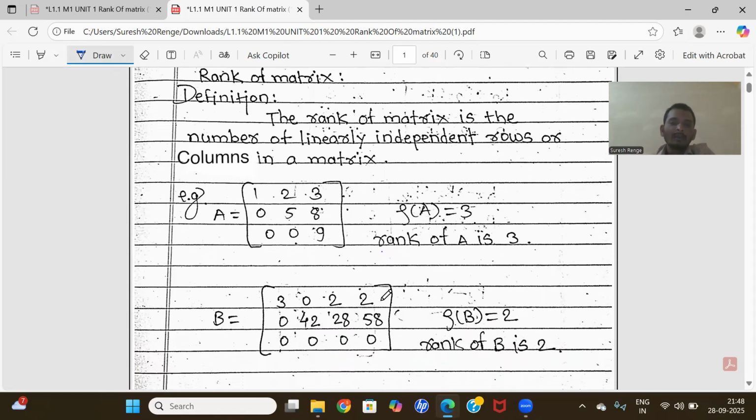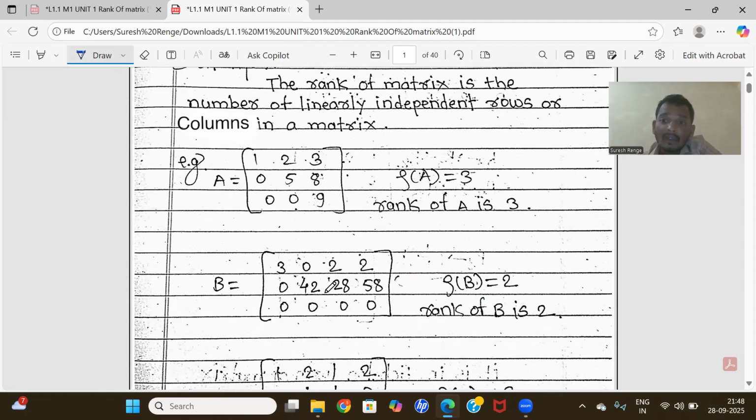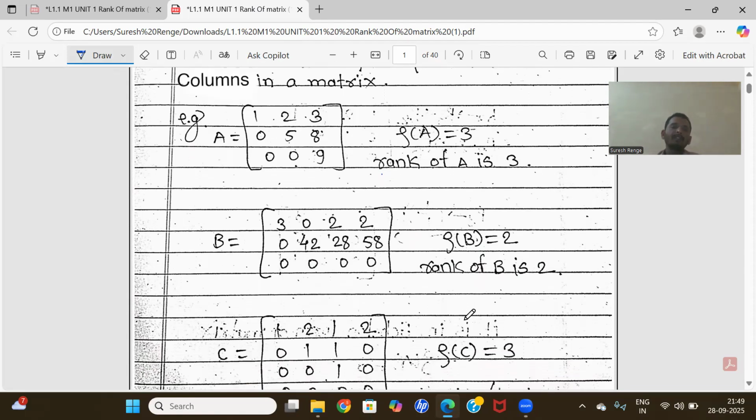Now, let us see matrix B. Matrix B is in echelon form. This 3 is a leading element, and all elements below that are 0. This is a matrix in echelon form. In the second row, the leading element is 42, and all elements below that are 0. And the third row is already 0. There is no leading element in the third row. Therefore, this matrix is in echelon form. The rank of matrix B is equal to 2.